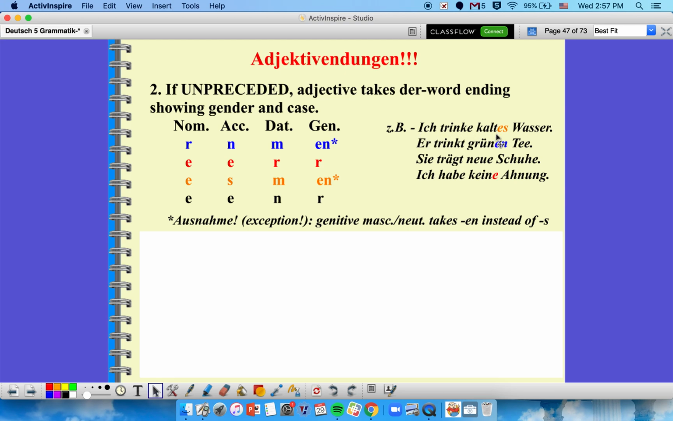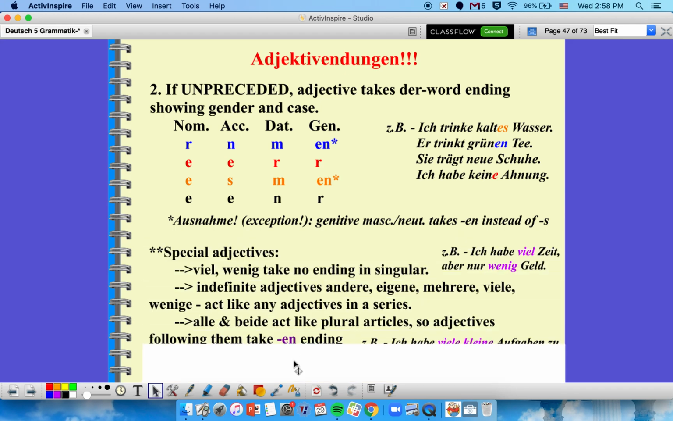So examples, ich trinke kaltes Wasser. This here is just showing us that it's das Wasser here. Trinkt grünen Tee. It would be den Tee, so we're having the en there. Sie trägt neue Schuhe. It would be die Schuhe, so we have an e there. And then ich habe keine Ahnung. It would be die Ahnung, so we have an e there.